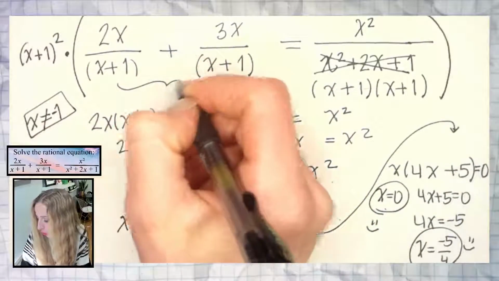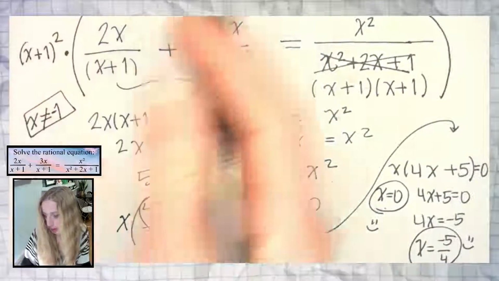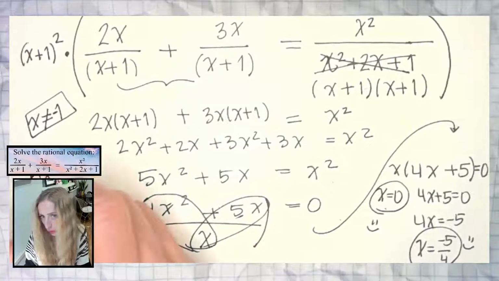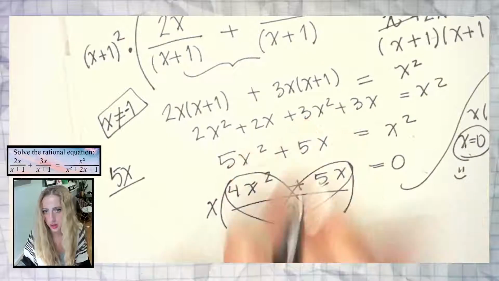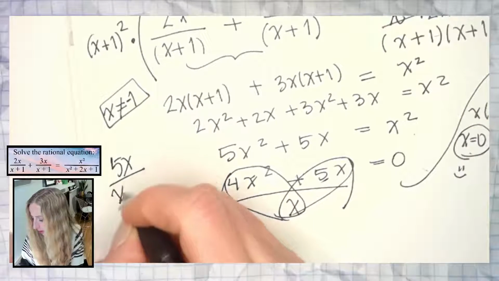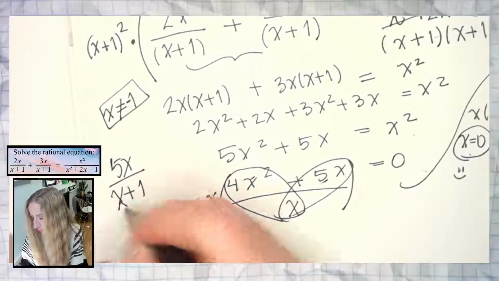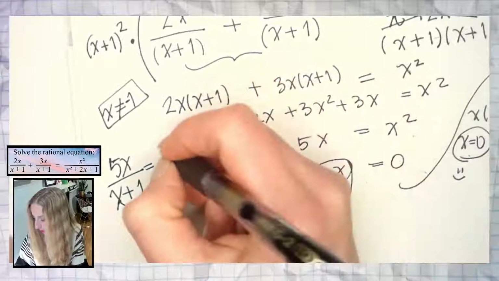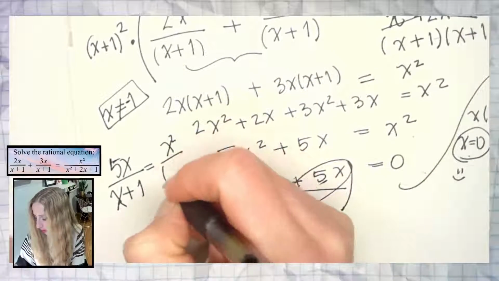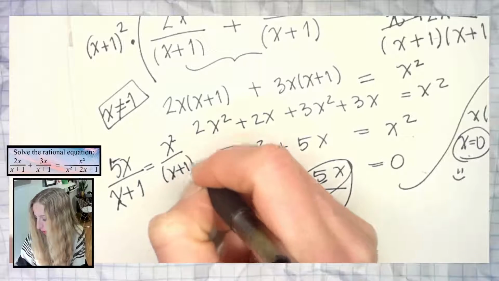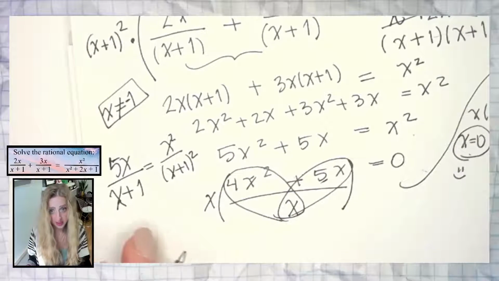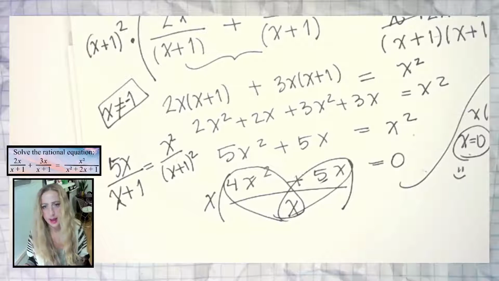So if you were to combine those two fractions before anything started, you would just get 5x over x plus 1 right over here. And that would be equal to that right-hand side, which was x squared over, technically, x plus 1 squared. So you could solve from here as well and get the same answer.